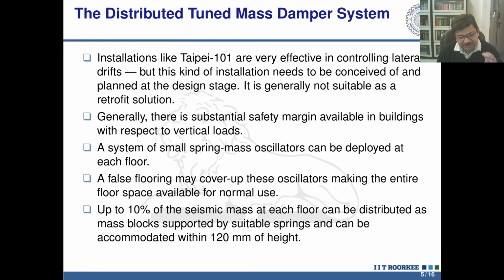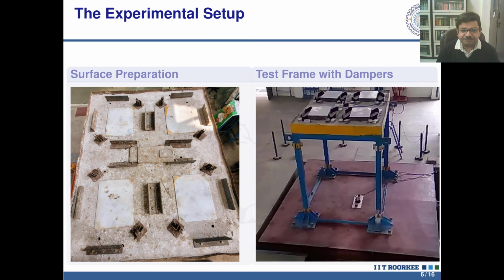and this entire assembly of mass and spring can be accommodated within a depth of 120 millimeter, only 4 inches. So practically the entire floor height is available for normal use, and whenever required, these tuned mass dampers will vibrate and damp out the vibration of the host structure without anybody having to worry about anything. So how does this work?